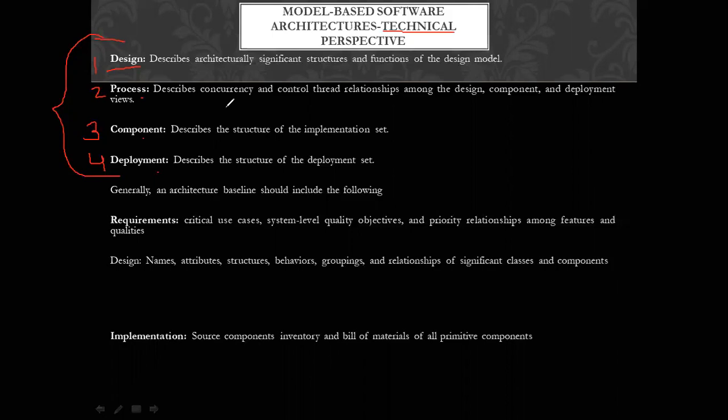The component view describes the structure of implementations. We have seen this in the diagram also. The component view is about the description of the implementation set. The implementation set is what we studied in artifacts. Implementation artifacts are nothing but your source code files and compile-time related files, different components, functional components. All these things are the implementation set, and the description of all these things will come under the component view.